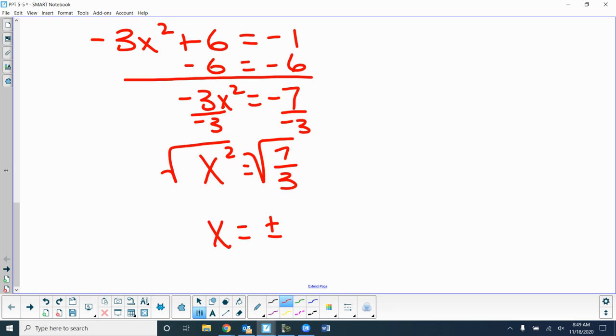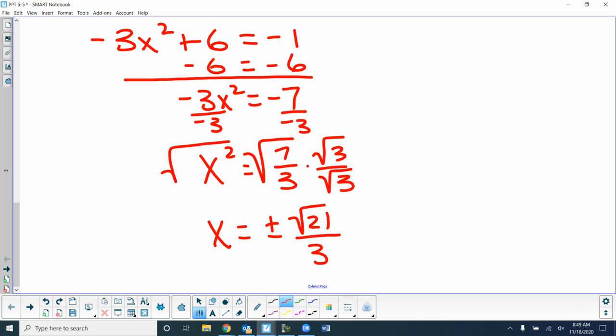Now, I can't simplify that at all, but that puts a radical in the bottom, right? Are we allowed to have radicals in the bottom? No. So I have to multiply, and I've got to rationalize. So 7 times 3 is 21, and then 3 times 3 is 9, but what's the square root of 9? 3. So that's the answer. Okay?